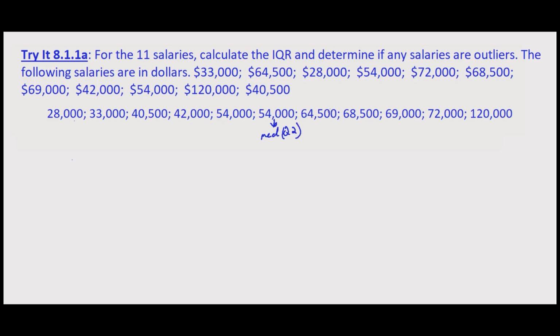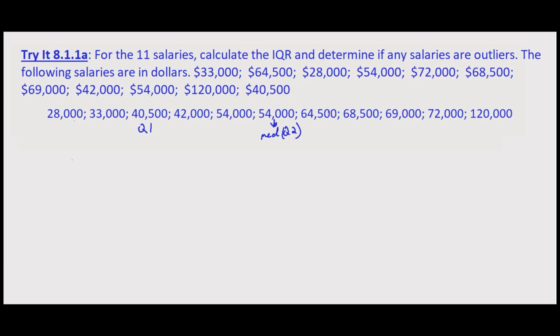Now we want to look at the upper 5. Quartile 3 is going to be the middle value of the upper half, not including the median, and quartile 1 will be the middle of the lower half. So we have 1, 2, 3, 4, 5 values below the median. The third value will be in the middle. So quartile 1 is $40,500.